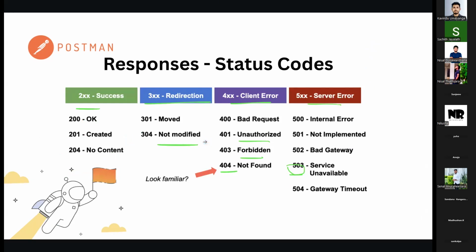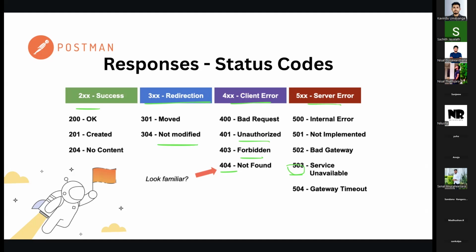When we talk about status codes, we can see a few types of status code. The first one is 2XX, which means success. The second one is 3XX. 3XX means redirections. The third one is 4XX. 4XX means client-side error. And the last one is 5XX. 5XX means server-side error. So let me explain what those things are.